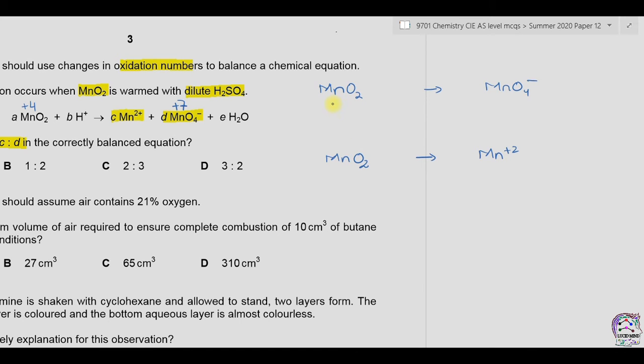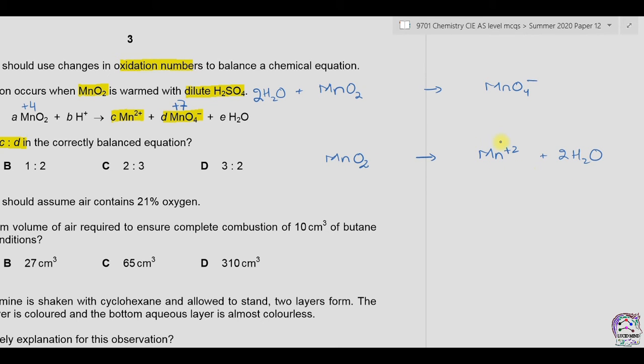First step is to balance the atoms other than oxygen and hydrogen. So we have Mn balanced in this equation. We also have manganese balanced in this one. The second step is to balance the number of oxygen atoms by adding water molecules on the side having fewer oxygen atoms. So let's add H2O to this side. Now we have to add 2 water molecules in order to balance the 4 oxygen atoms. In the other equation we can balance by adding 2 water molecules.